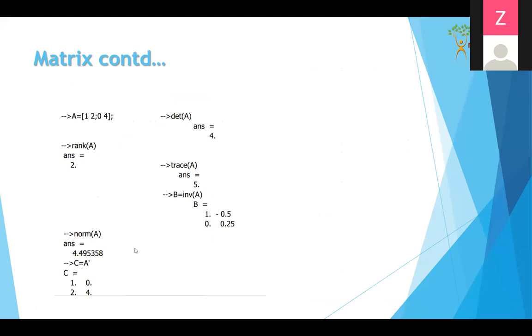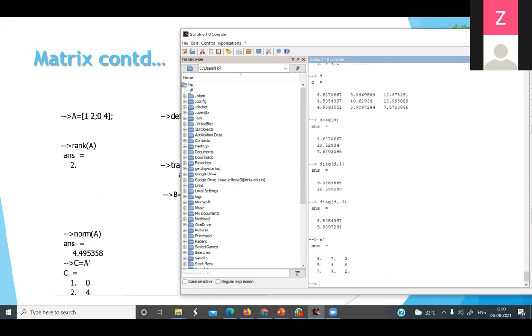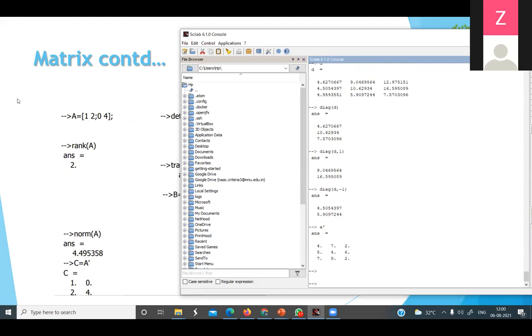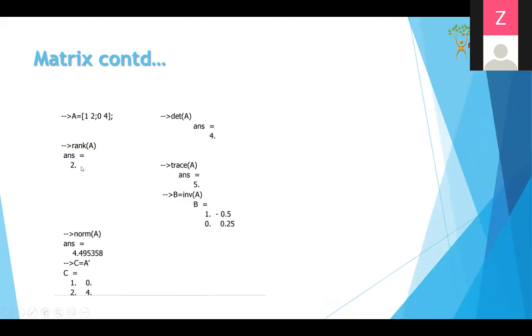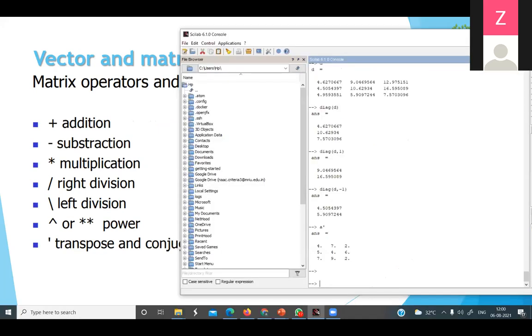Inverse can be done. Okay, inverse, I've already done. Trace of a matrix and transpose of a matrix can be done. These are the things which are really essential for solving any differential equation. Vector and matrix, all these operations are possible in the case of matrices. Addition, subtraction, multiplication, division. Okay, I have not shown you the division.